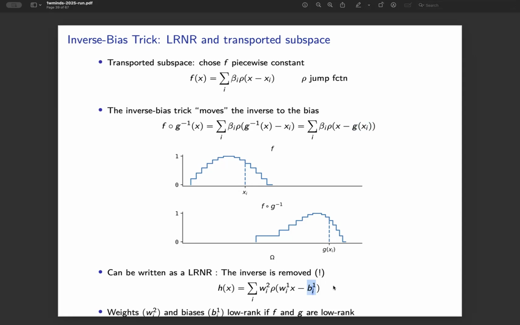Furthermore, in transported subspaces, we assumed there were two basis representations for f and g. That would mean that if f belonged to a low-dimensional space, these betas would belong to a low-dimensional space, which would correspond to these weights belonging to a low-dimensional space. And if g was low-dimensional, then this b sub I would also belong to a low-dimensional linear subspace. So you arrive at something very close to a low-rank neural representation, where we have a neural network, but we restrict these individual weights to belong to a low-dimensional linear subspace. Okay, so that's how they are connected.